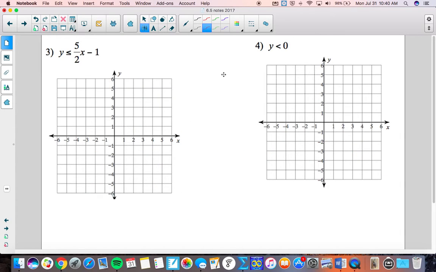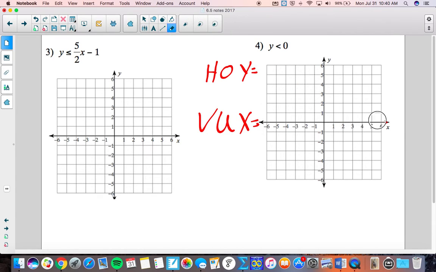Remember, if it's y equals, it's going to be a horizontal line. If it's x equals, it's going to be a vertical line. So I have a horizontal line at 0. Horizontal. Is that going to be a solid line or a dashed line? That one's going to be a dashed line.